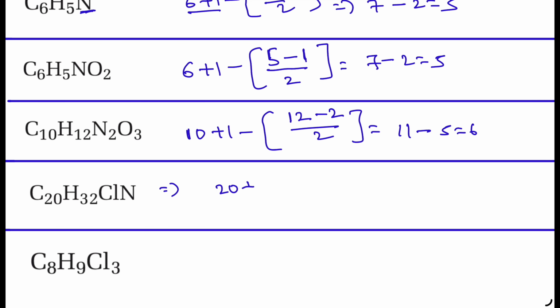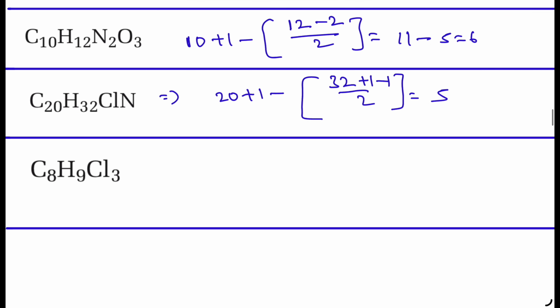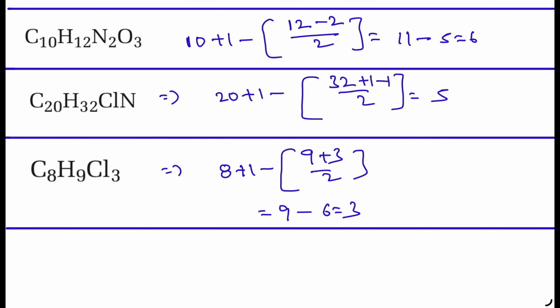Next one, 20 carbons plus 1, hydrogen's number 32, halogen number should be added, nitrogen number should be subtracted by 2. So 32 plus 1 minus 1, that is 32, 32 by 2, that is 16, 20 plus 1 21 minus 16, that is 5. Next one, number of carbon atoms 8 plus 1 minus hydrogen atoms 9, halogen should be added, nitrogen should be subtracted. 9 plus 3 by 2, so that is 9 minus 12 by 2, that is 6. So degree of unsaturation is 3.